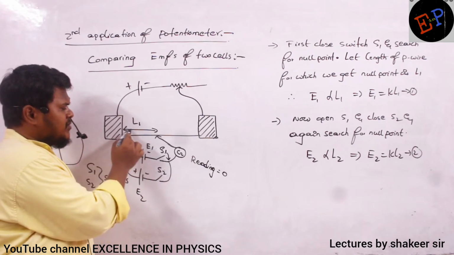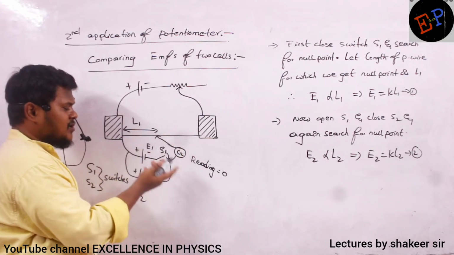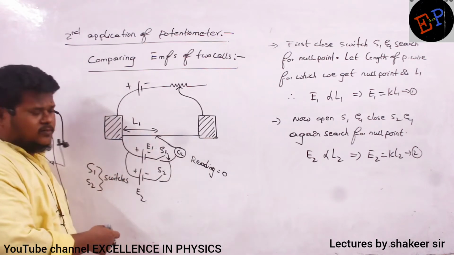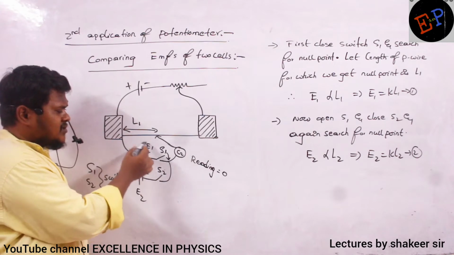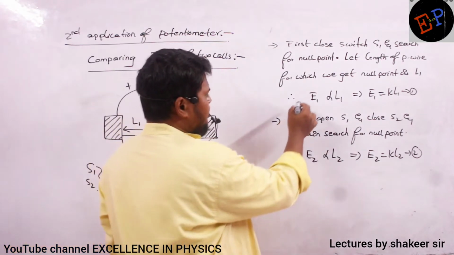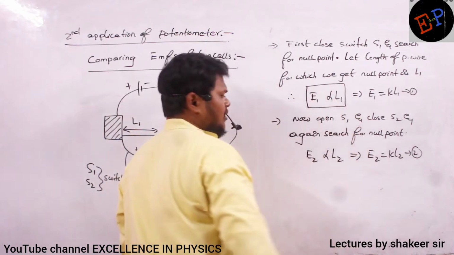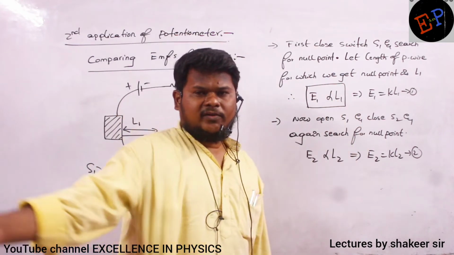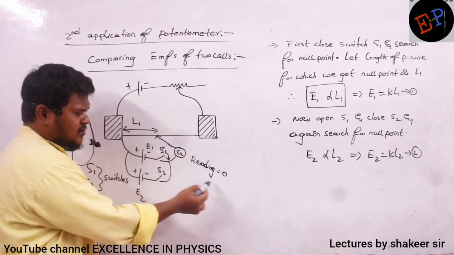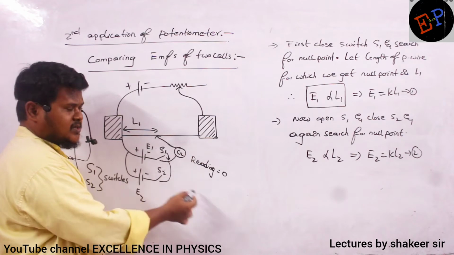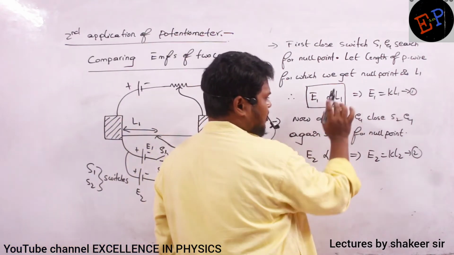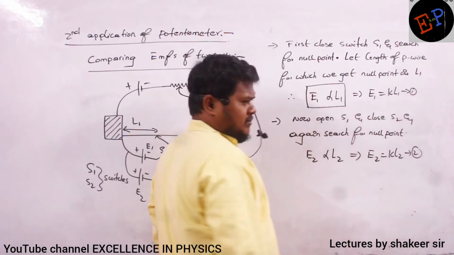If the length is very large, then the EMF of the cell also will be very large. Yesterday, in the last application, we have done this. So if the EMF of this cell is greater, the length also will be greater. Therefore, what can I write? E1 is directly proportional to L1, the length where you got a null point. A null point means that point where you get the reading of the galvanometer to be 0. And what is the proportionality constant? K. K is the potential gradient. So E1 is K into L1.